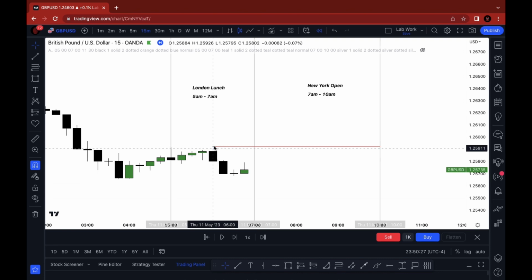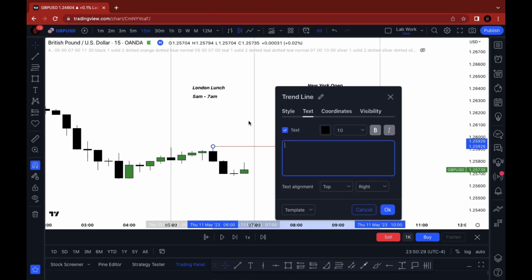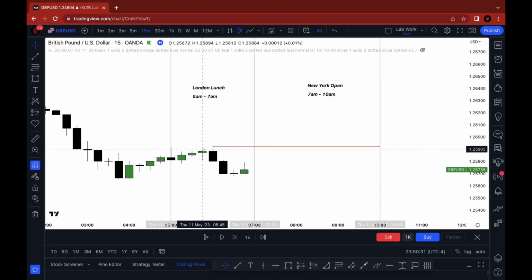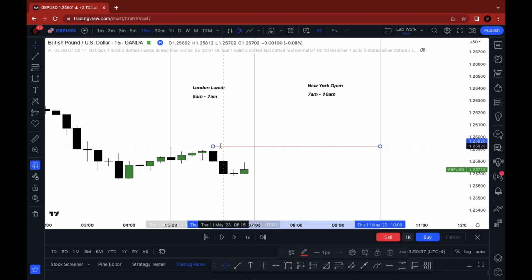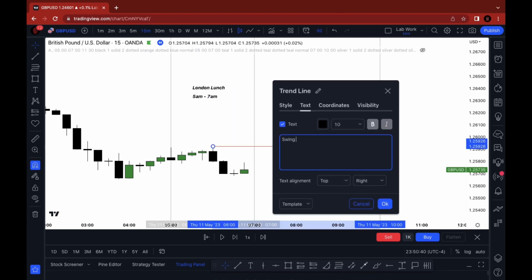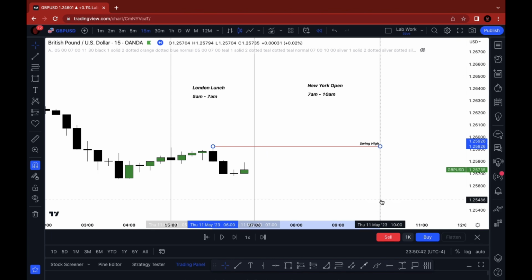What makes this a swing high formation? Because the candle on the left has a lower high and the candle on the right has a lower high. That makes this high higher than these two, making it the swing high formation. So that's a very simple way to locate your buy side liquidity.